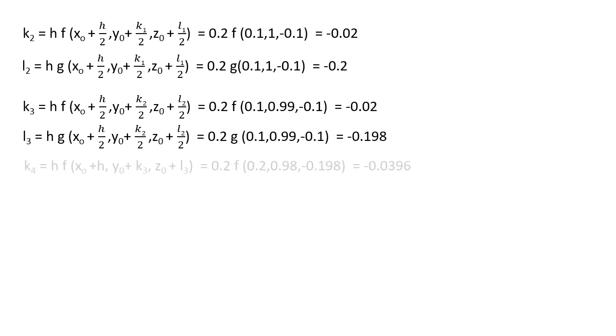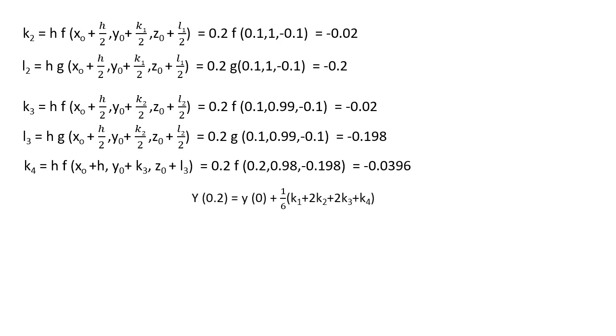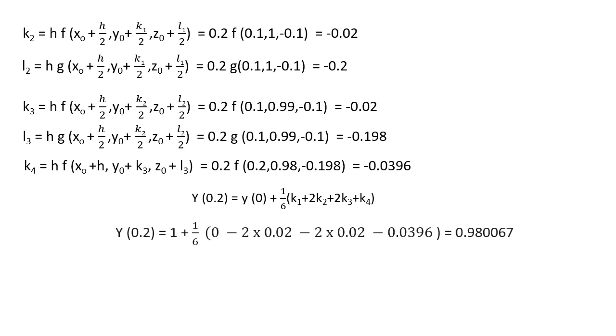Again, we have to calculate the k4 value using the relation h into f of x0 plus h, y0 plus k3 and z0 plus L3, and this value is found out to be minus 0.0396. Now we have to incorporate all these found out values of k1, k2, k3 and k4 into the final equation to find y at point 2. Incorporating these values, we find the value of y at point 2 as 0.980067. This is the final result.